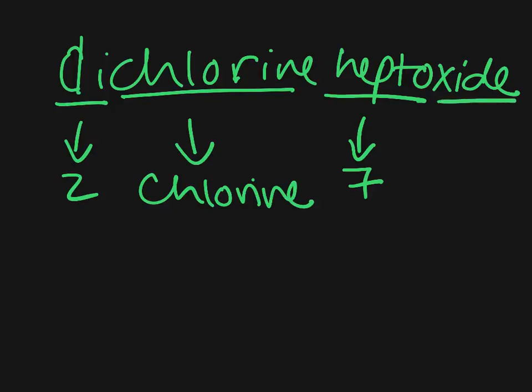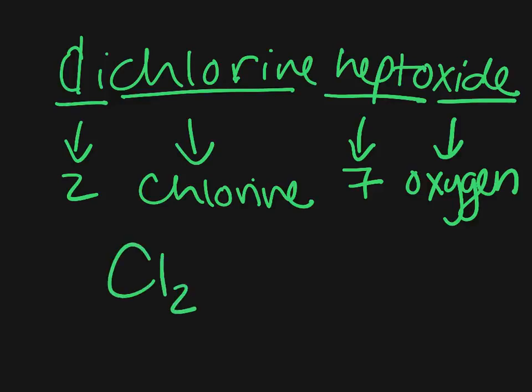And then if we remember that when we name chemical compounds, we have to change the ending of the second element to IDE, we see that the other element used is oxygen. So we know that we have the chemical formula Cl2O7. Now that we've written the chemical formula for dichlorine heptoxide, let's calculate its molar mass.